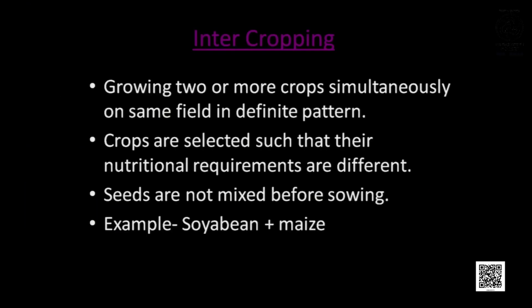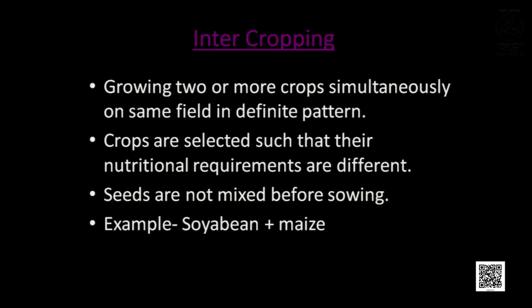Next one is intercropping. In intercropping, it is growing two or more crops simultaneously on the same field in a definite pattern. Here there is a difference. Here crops are grown in definite patterns, and crops are selected such that their nutritional requirements are different, so that there is maximum use of nutrients of the soil, and seeds are not mixed before sowing.